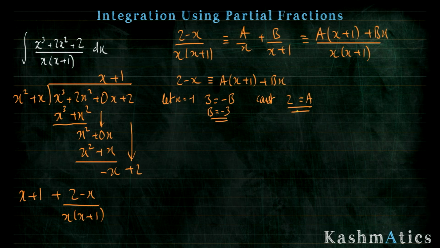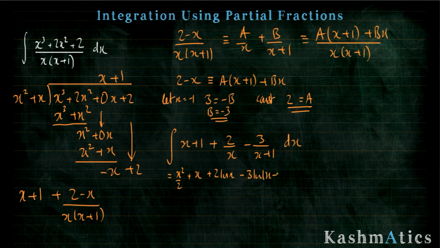So nice and easy. So what I can do is rewrite my integral now. So the integral becomes the integral of x plus 1 add this, which is the same as all of this, which is 2 over x take away 3 over x plus 1 dx. Right, and we're almost there now, so let's just integrate this. So I've got x, which becomes x squared over 2 plus x plus 2 ln x take away 3 ln x plus 1 add c, and I can just tidy things up a little bit.